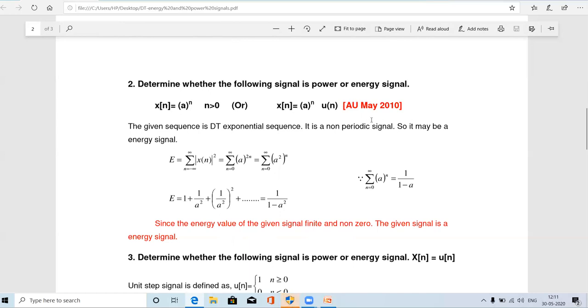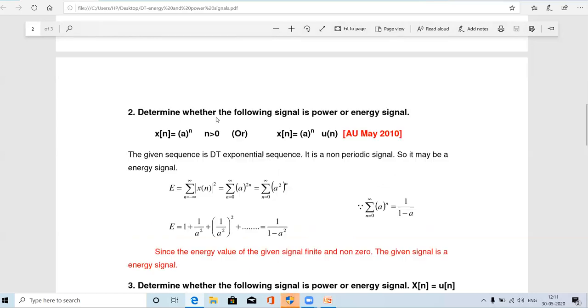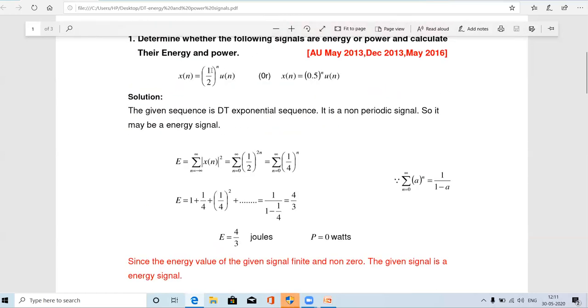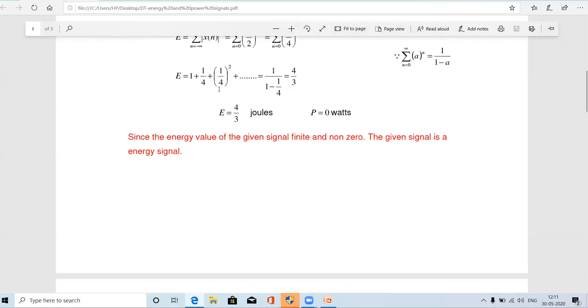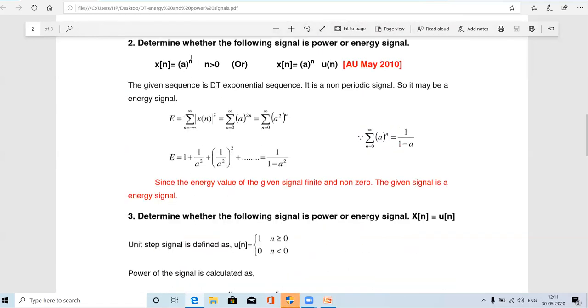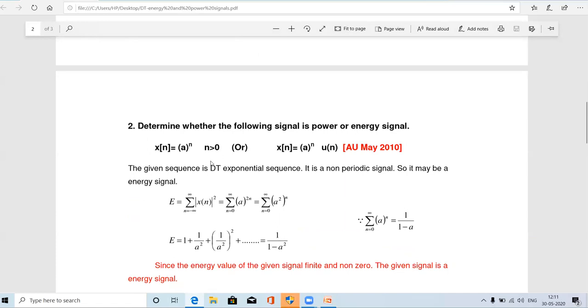This is also a May 2010 question. This problem is similar to the previous problem. In the previous problem, in the place of a, there was 1 by 2. Here generally a is there. What is the given signal? The given signal is a discrete time exponential sequence. So it is a non-periodic signal, so it may be an energy signal.